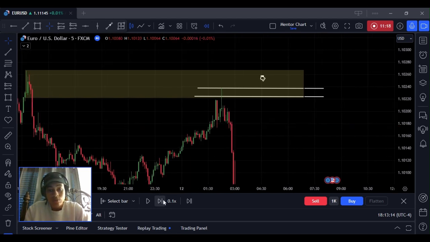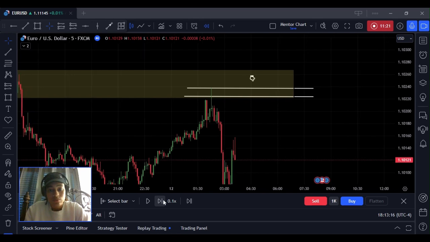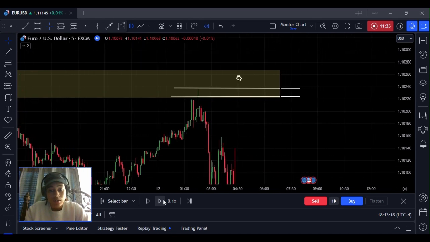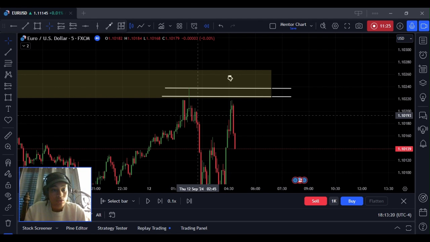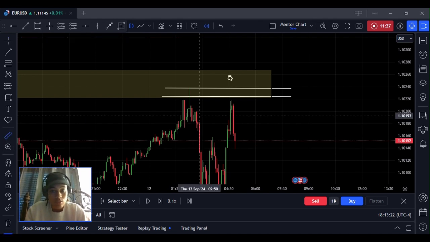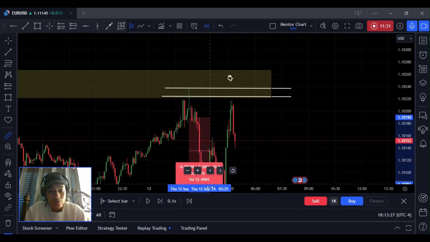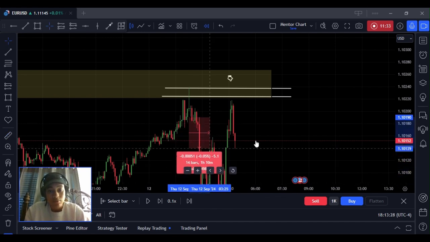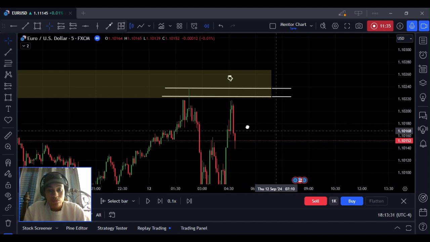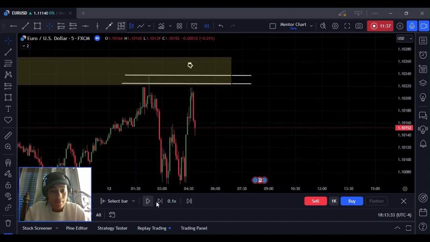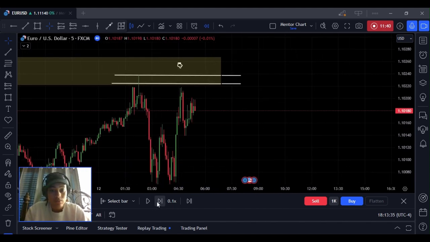So that was a setup already. Technically, you would have entered, let me just measure it out for you instead. You would have entered right here. Go down. Boom, 10 pips already. All right, that's another setup.